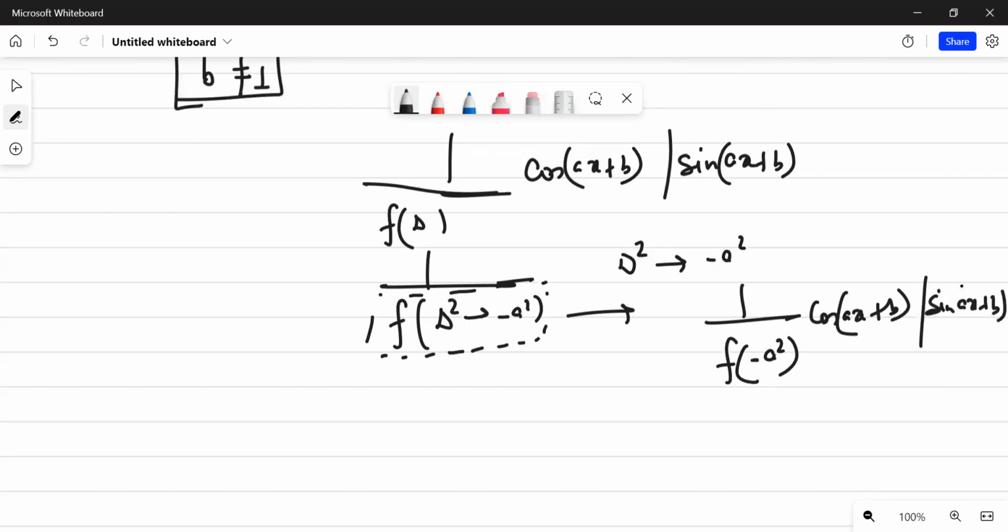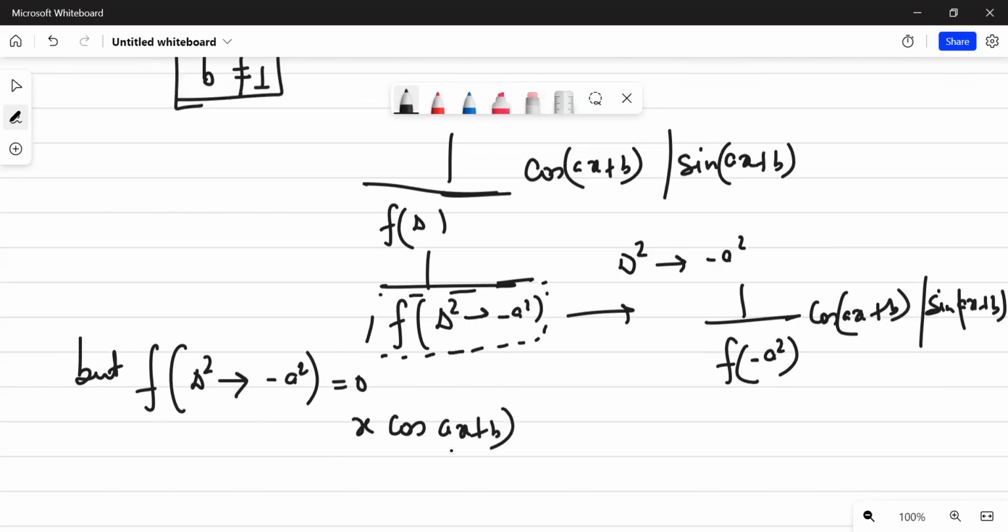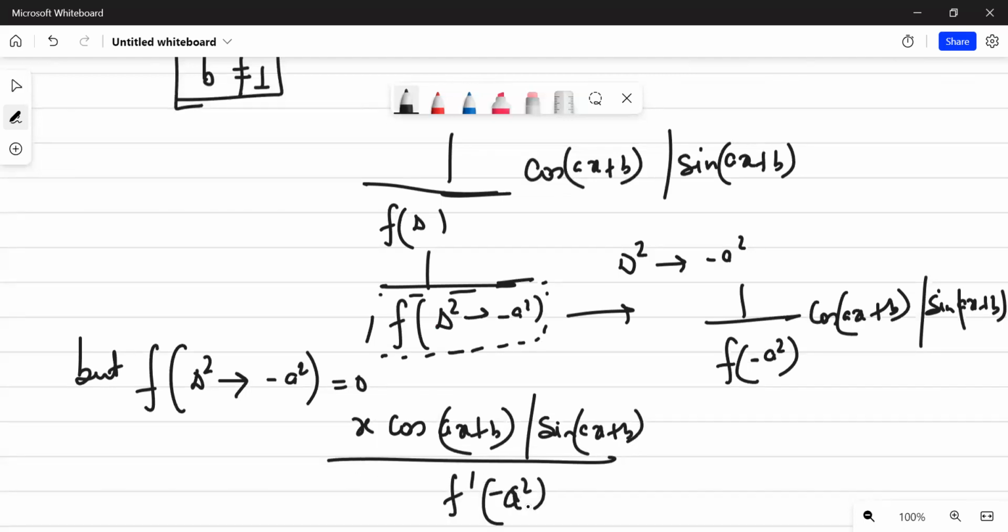Your job is done. A constant times a periodic function will remain periodic. This will be a constant. This is a periodic function. It will remain periodic. But if f, when D square is replaced by minus a square, becomes 0, then the particular integral will be x cos(ax plus b) or x sin(ax plus b), whatever is the case. Right now it is cosine. And then you have to differentiate and then replace D square with minus a square. Now, if x is multiplied with any cosine and sine term, it will not let it remain periodic. So this is a non-periodic function.